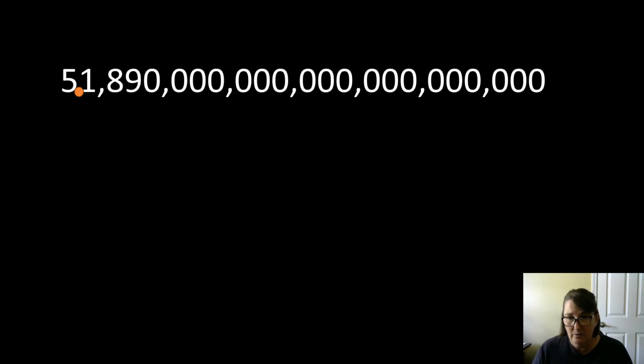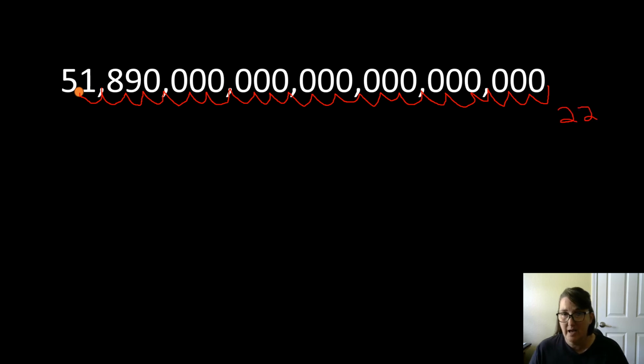Then you count how far you need to go to get to the end of that number. So I'm going to count my steps: 1, 2, 3, 4, 5, 6, 7, 8, 9, 10, 11, 12, 13, 14, 15, 16, 17, 18, 19, 20, 21, 22. And I write the number of how many places I jumped so I remember it later on.